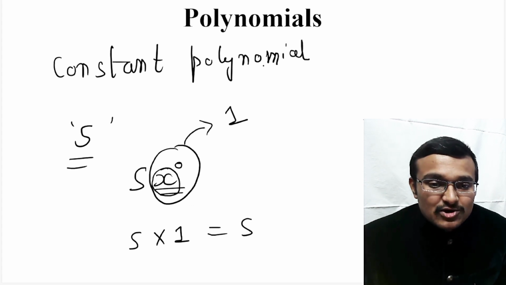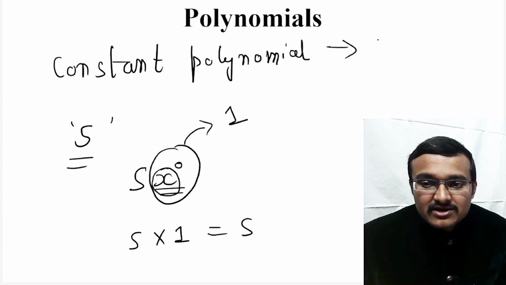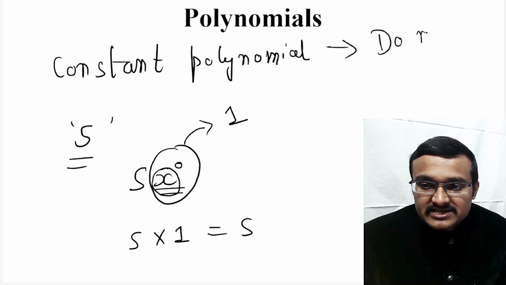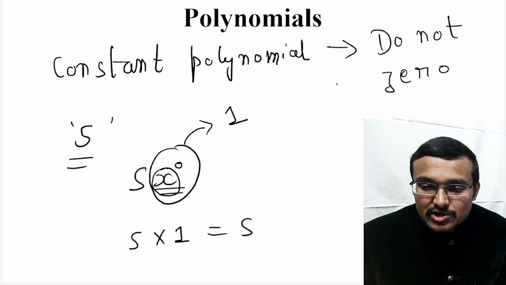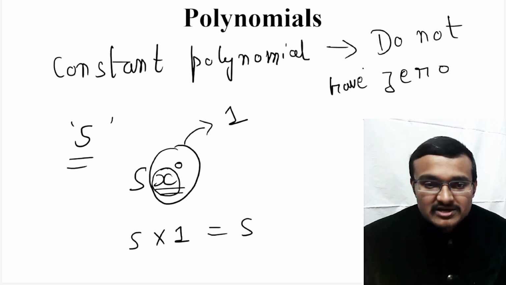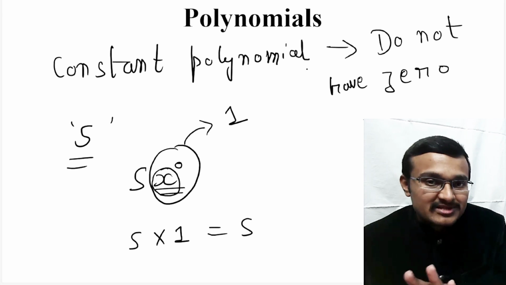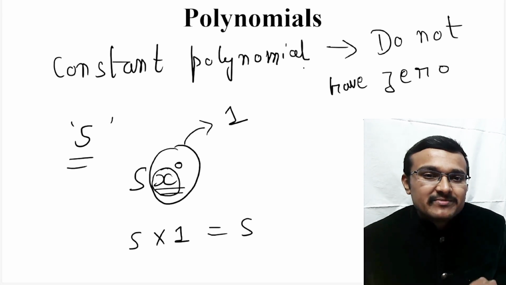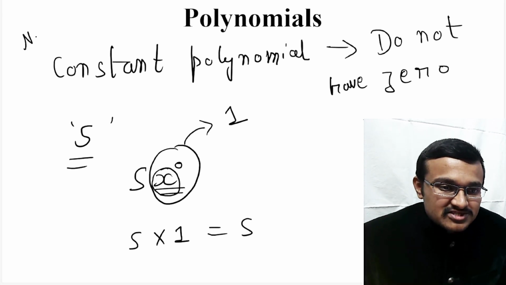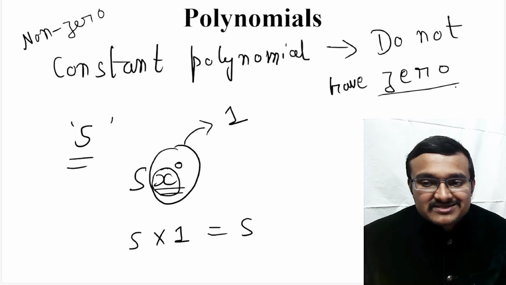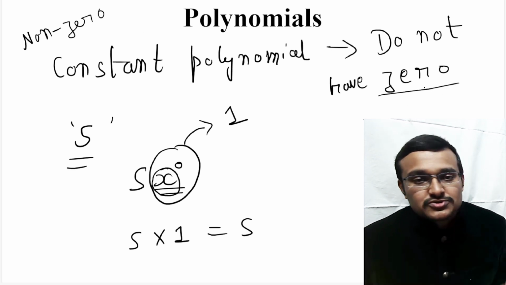That's why constant polynomials do not have 0. A non-zero constant polynomial does not have a 0. So that's why a constant polynomial can also be known as a non-zero constant polynomial, because this polynomial doesn't have any zero associated.